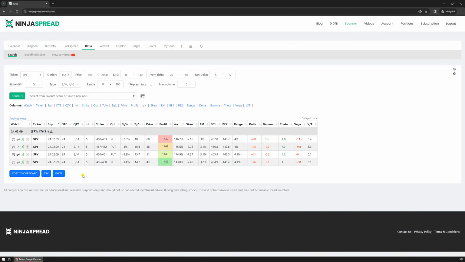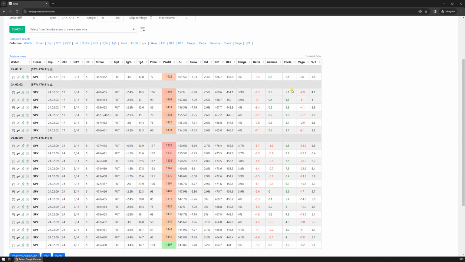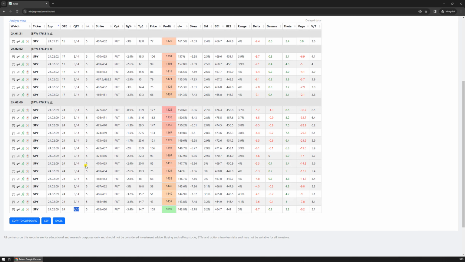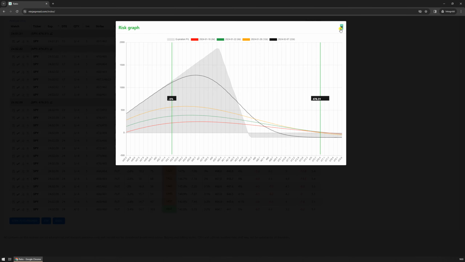And as you can see, we have only found the 3 to 4 version, and we have not found anything for 4 to 5. It's probably because of the net delta. Let's say if we are more flexible in terms of net delta, how it changes the results. And we have found only one with 4 to 5 ratios here. And yes, that's the only one here. If you click on the risk graph, you will see the risk graph of the strategy.